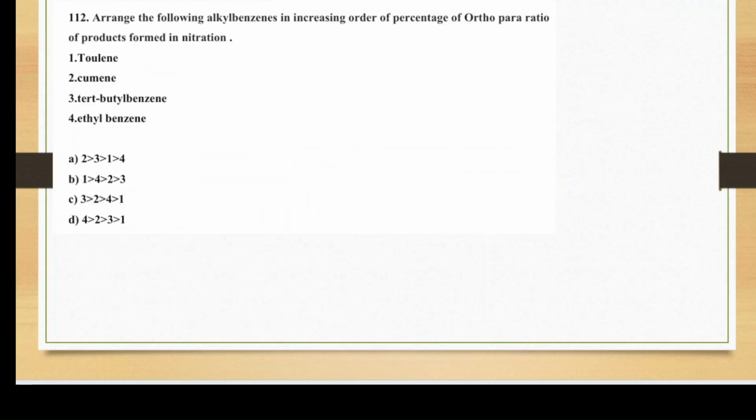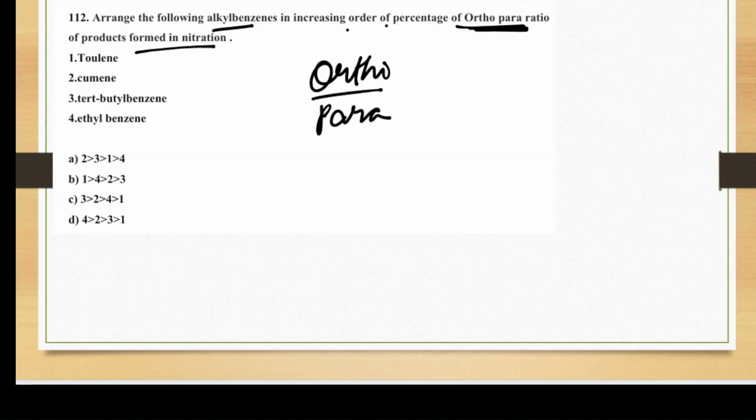Now the next question that you have is this one. Arrange the following alkyl benzenes in the increasing order of the percentage of the ortho-para ratio of products formed in the nitration. So different molecules have been given to us. We have to predict the one in which the ortho product is formed in a major amount as compared to the para position, because the ortho to para ratio is being asked.